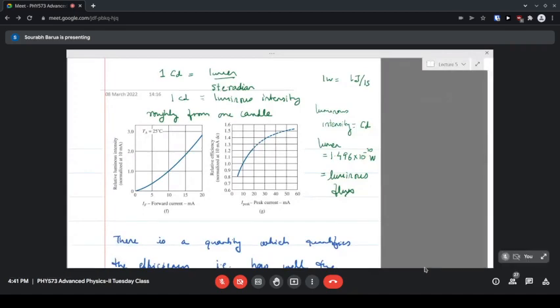So 1 candela is the total luminous intensity being emitted by 1 candle, and 1 candle is emitting in all directions, right? That means it is emitting in a solid angle over a whole sphere. So what is the solid angle?